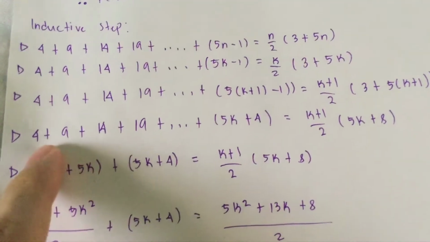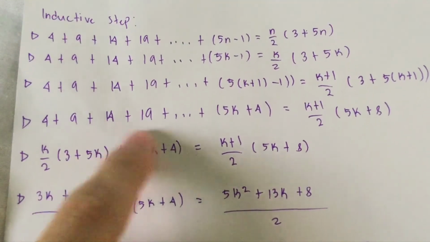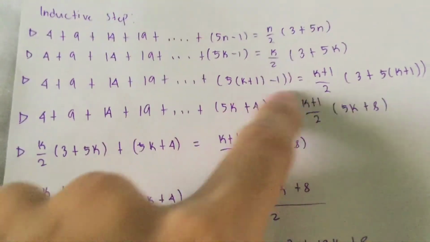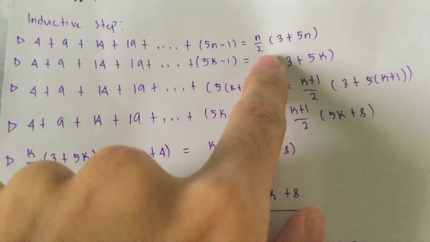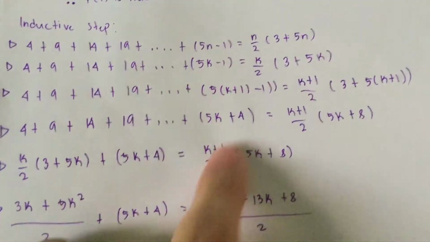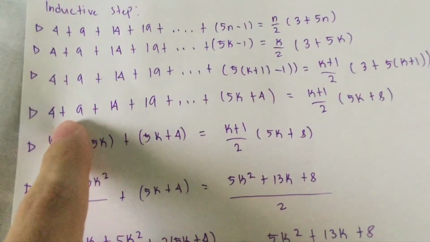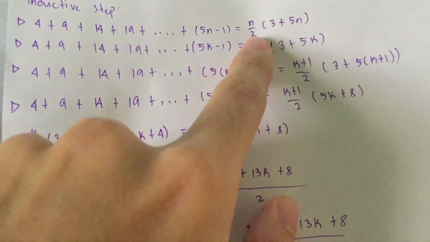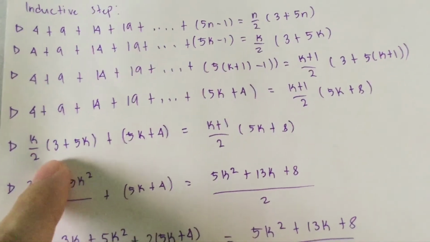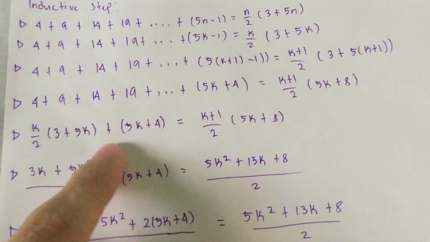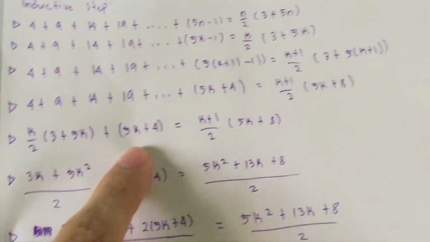Next is, since 4 plus 9 plus 14 plus 19 is equivalent to this function from our previous basis step, we could replace these variables with this function. And so we will have k over 2 times 3 plus 5k plus 5k plus 4.